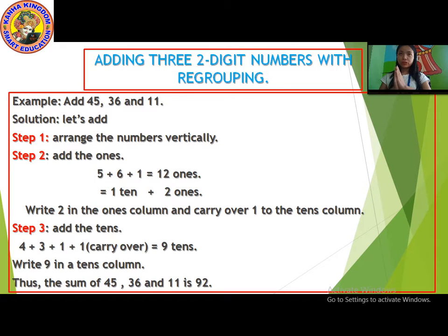Adding 3 two-digit numbers with regrouping, we solved one example. Okay, I hope you all have understood the concept of adding 3 two-digit numbers with regrouping through this one example. And see, this is the step, or the method, by which we can add 3 two-digit numbers with regrouping. Okay student, I hope you all have understood the concept through this one example.